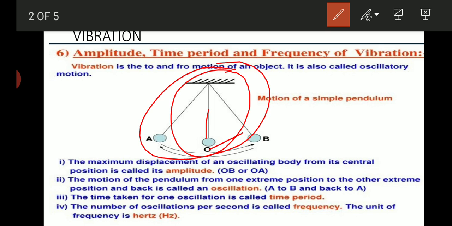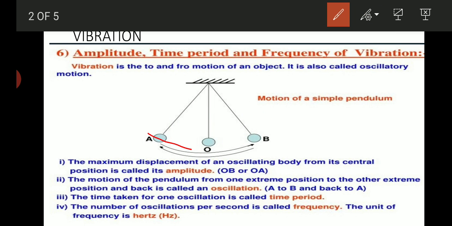The motion of the bob of a pendulum from one extreme position to another extreme position and back is called one oscillation of the pendulum. For example, in this figure, the motion of the pendulum bob from its extreme position B to another extreme position A and back to its position O is called one oscillation.